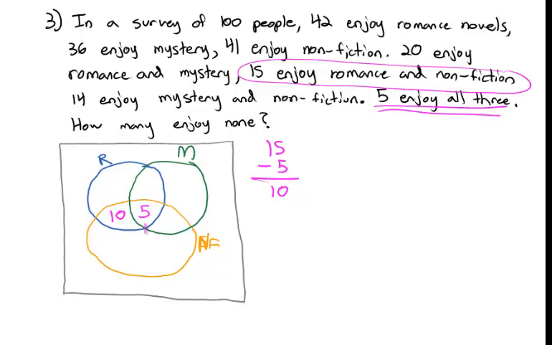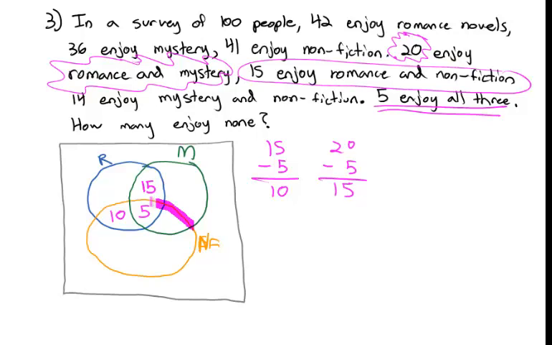Let's look at another overlapping group. Maybe this group right here. Notice that overlaps the green and the blue circle. That's the romance and mystery group. Romance and mystery. That would be these 20 people who enjoy romance and mystery. There's 20 of them, but we don't want to double count the 5 in the center, so we'll subtract those out, giving us 15 enjoying romance and mystery.